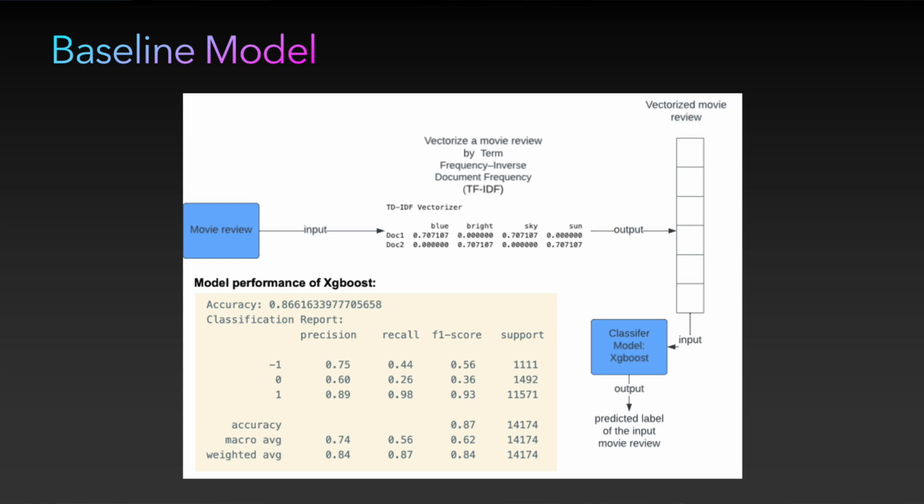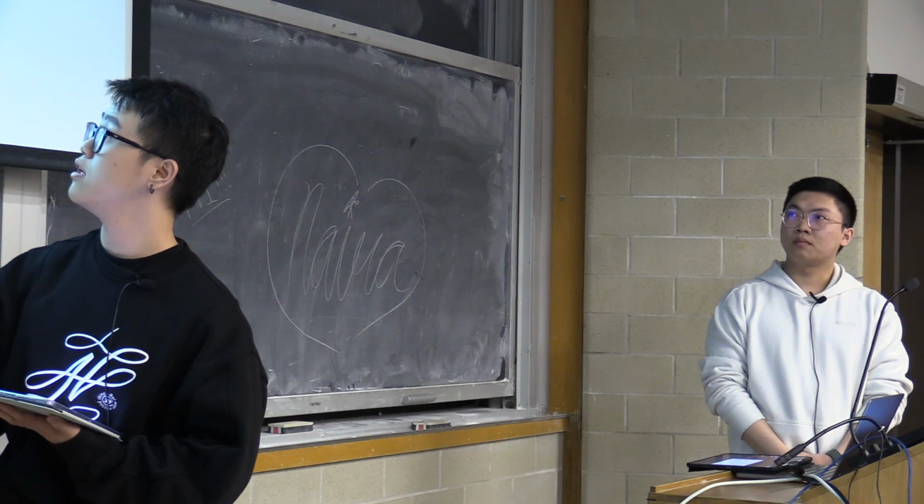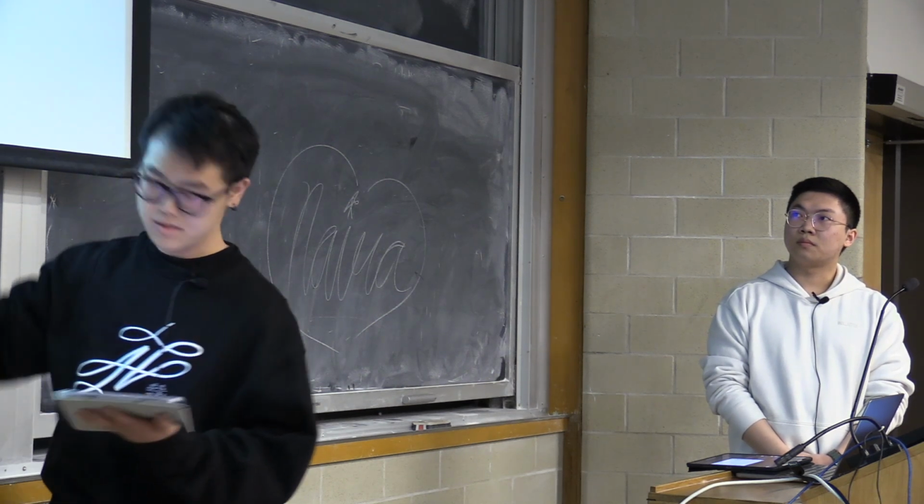This is the baseline model. First, the baseline model will take the movie review. We vectorize the movie review with the TF-IDF vectorizer into a vector, and then for the classifier model we use XGBoost. XGBoost will predict the label of the movie review based on the vectorized vector. Here's an example of how our baseline model works, and here's its performance. For our baseline model, we can predict around 86% of test movie reviews correctly.